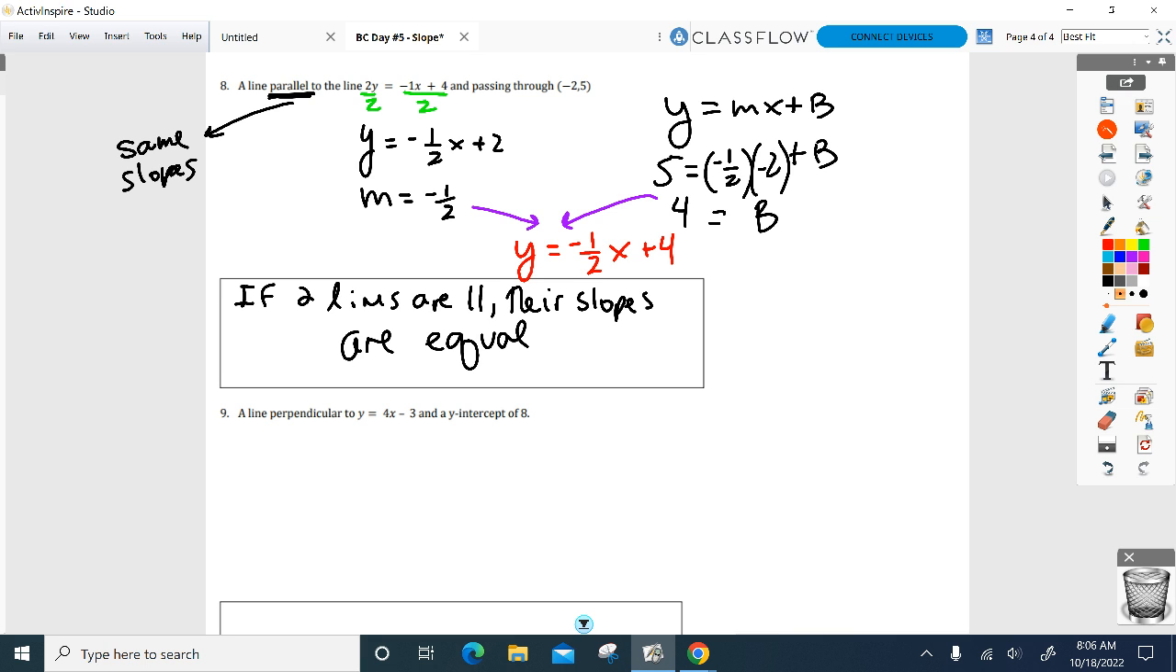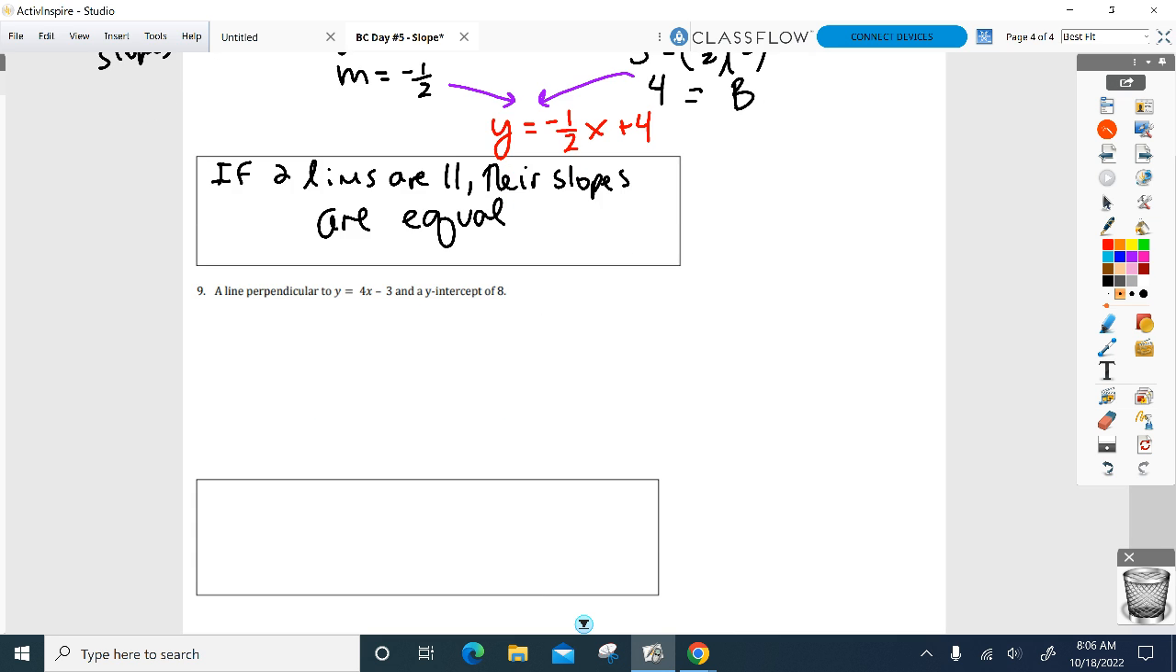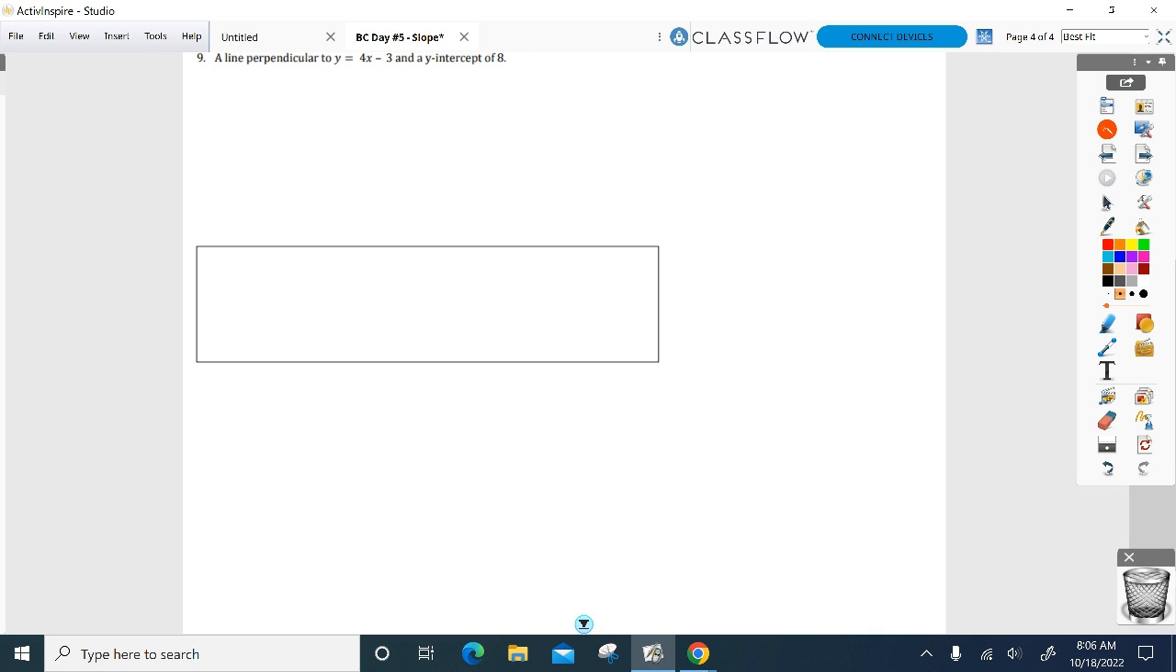So if two lines are parallel, always the slopes are going to be the same. All right, what if they're perpendicular, which means what? The two lines form a right angle. Okay, what if they're perpendicular? This one's a lot tougher. I wish I could just say, hey, slopes will stay the same, but they're not. Okay, so here we go.